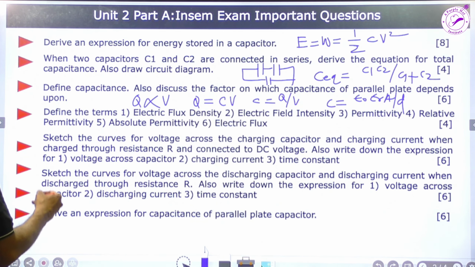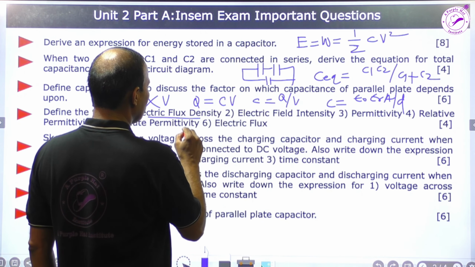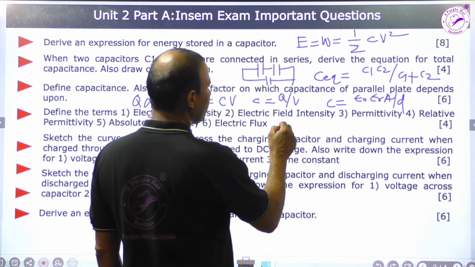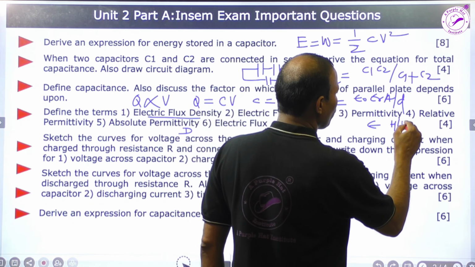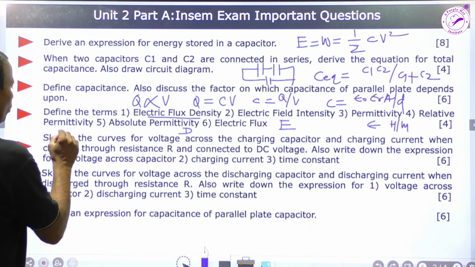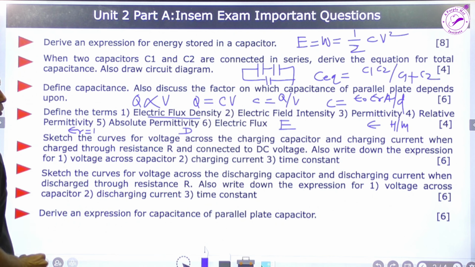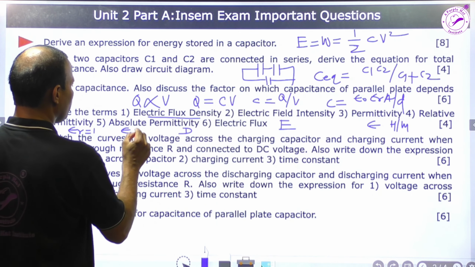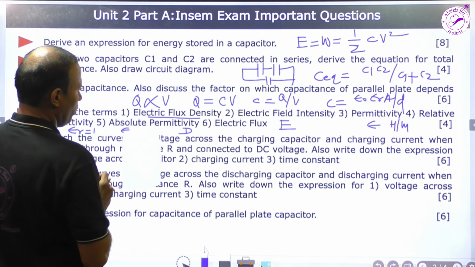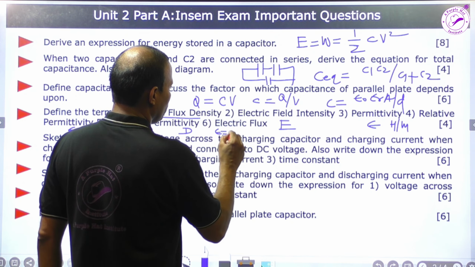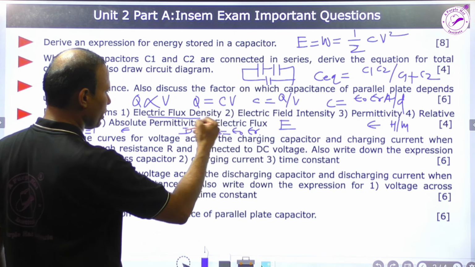Next important question, define the terms electric flux density. Yes, this is equal to D, electric flux density. Electric field strength is equal to E. Permittivity is equal to epsilon. Henry per meter will be the unit. Relative permittivity will be equal to epsilon R. This is for air equal to 1, and for any other material it has some value. Absolute permittivity is epsilon 0 only, and this epsilon is equal to epsilon 0 times epsilon R. This is a constant, has value 8.854 into 10 raised to minus 12.